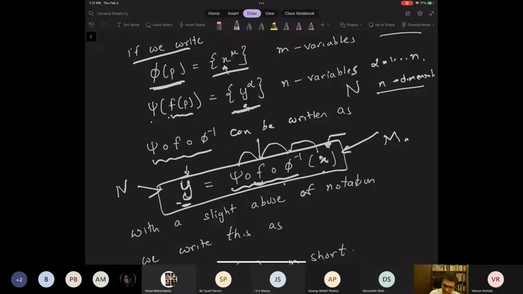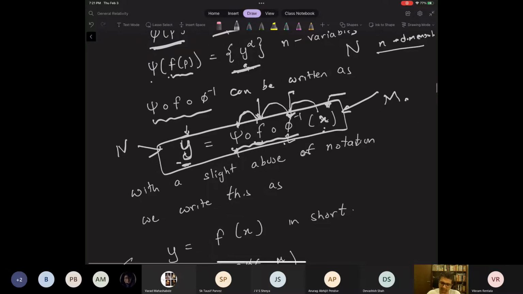It's not f itself. You really have to go back to the manifold from the coordinates. And then once you reach the new manifold, you have to again find the coordinates of the point on the new manifold. So that's why these coordinate functions phi and psi are involved.